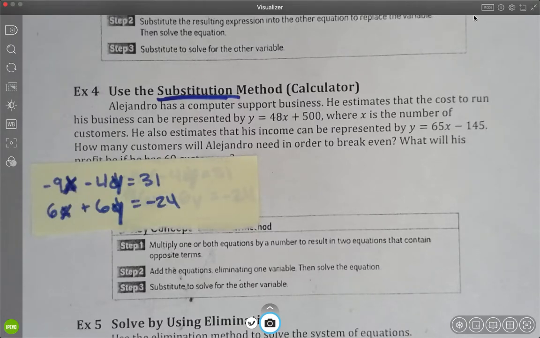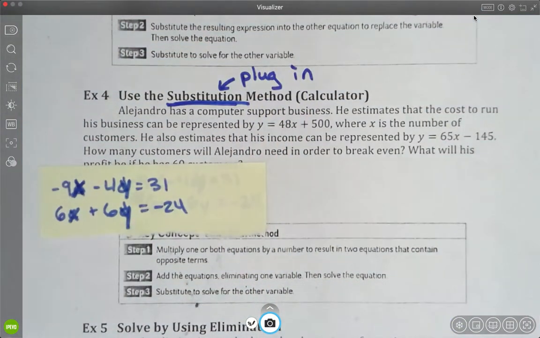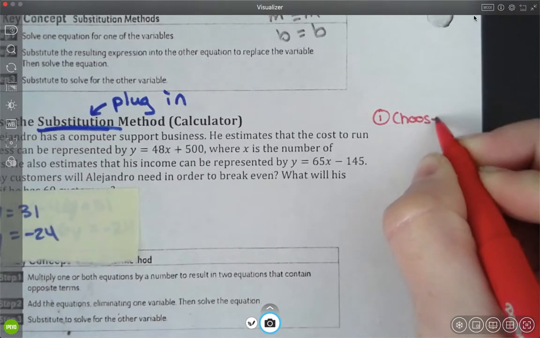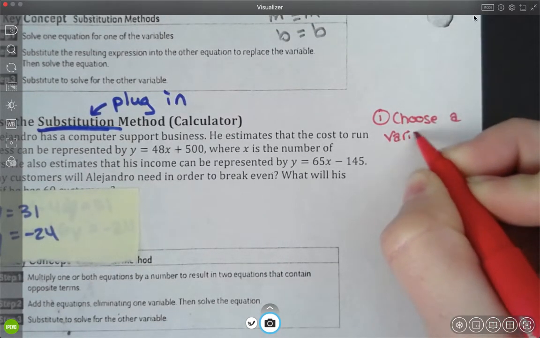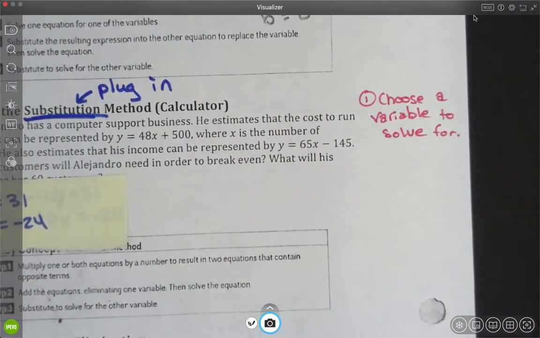The method we're going to do right now is called substitution. In order to substitute, I need to plug something in. So I'm going to take one of the equations and plug it into the other. But in order to do that, I have to have solved one of the equations for x or y. So first and foremost, number one: choose a variable to solve for. I almost think this is the hardest part.